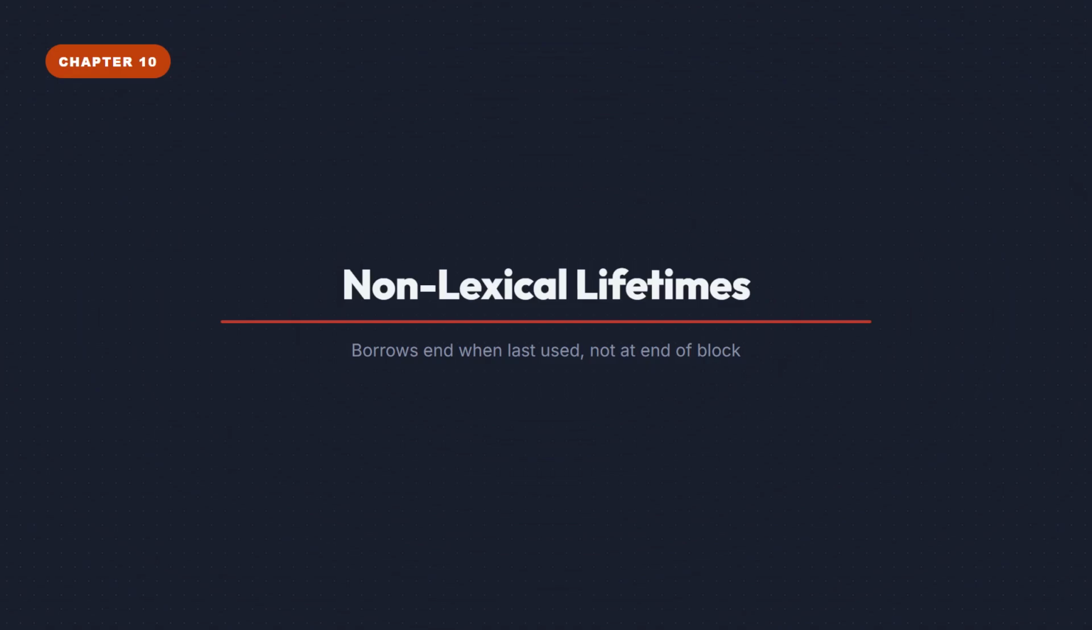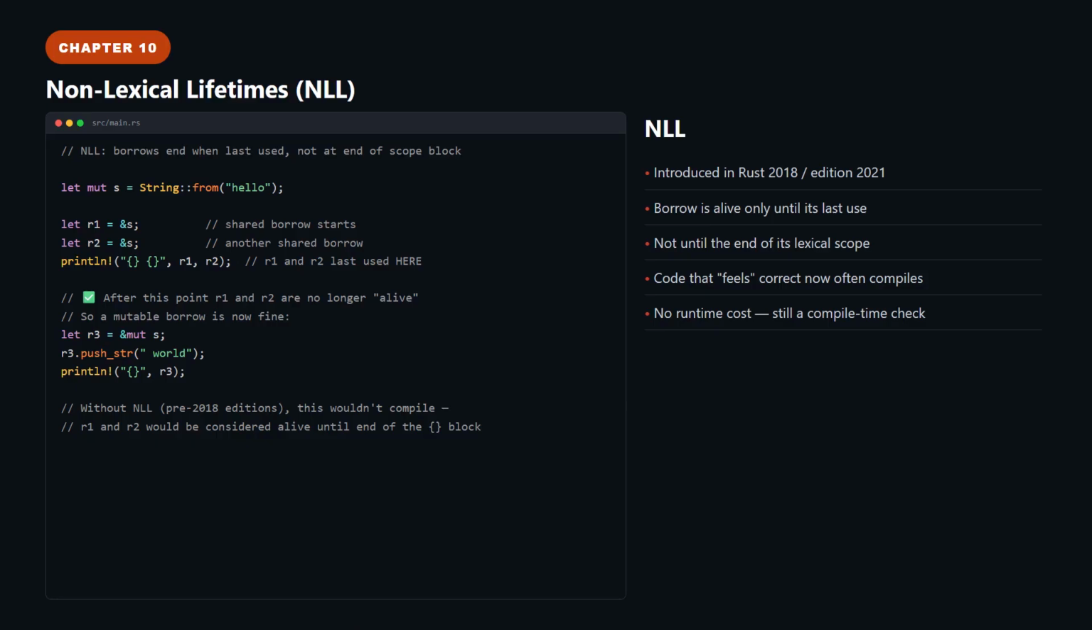Chapter 10. Non-lexical lifetimes. Non-lexical lifetimes, introduced in Rust 2018, make the borrow checker smarter. A borrow is considered alive only until its last use in the code, not until the end of the scope. This means you can take a mutable borrow after shared borrows have been used for the last time. Code that feels like it should work now does.